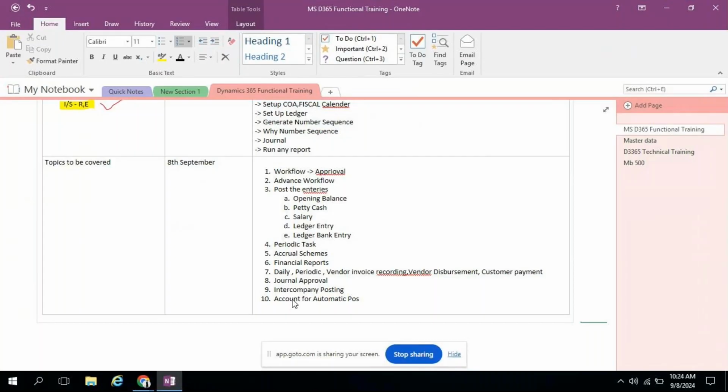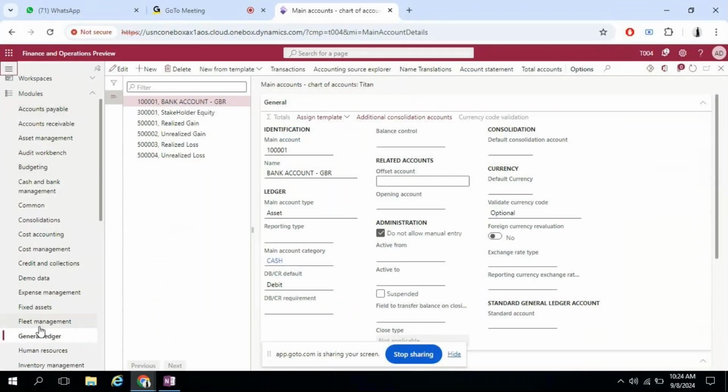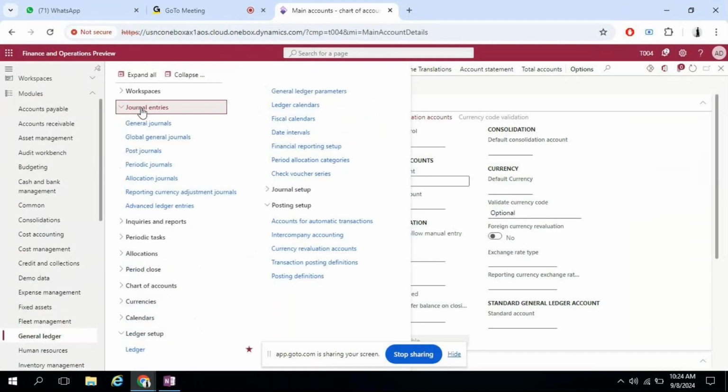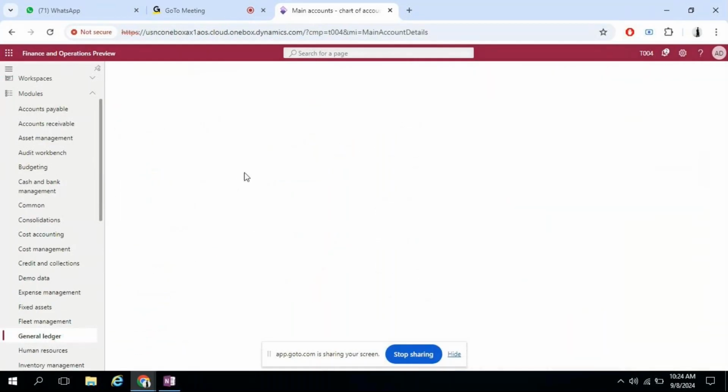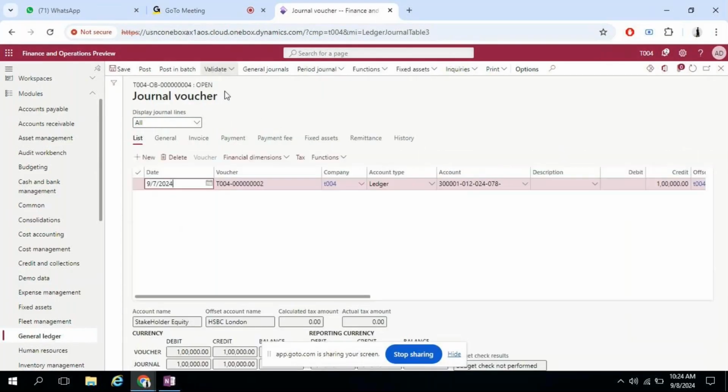Automatic posting. Now coming to the main part, which is the workflow. Right now, if I go to the general ledger module under journal entries, general journals, this register we have created has an entry with this number, and if I go to the lines level, I have one line over here.